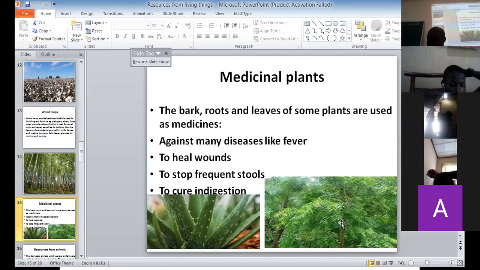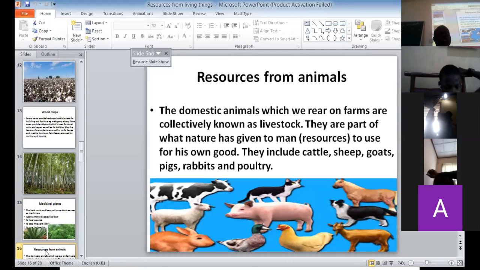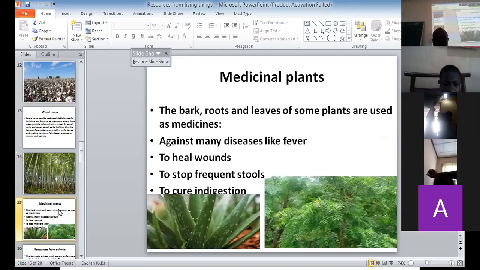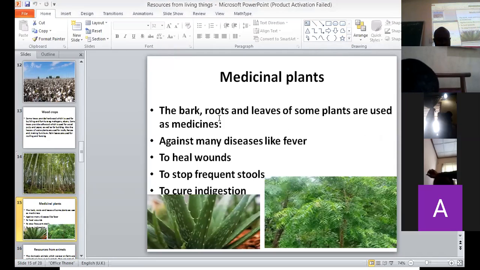The English name is neem, N-E-E-M. Okay. Just write this title: resources from animals. That's where we continue next class. Somebody, can you spell N-E-E-M? N-E-E-M.